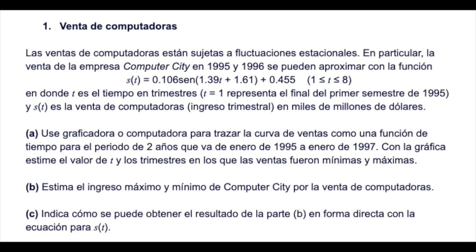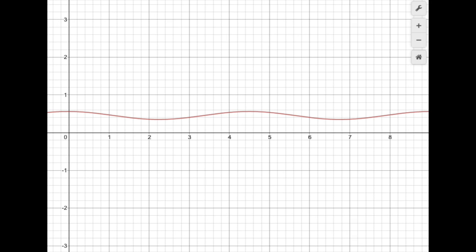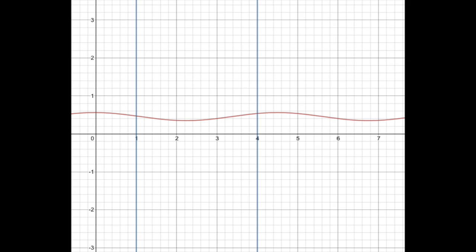semester of 1995. So we have this graph, and we can use a graphing device to see how the graph looks. We use Desmos as our graphing device. First, we have to determine the period that the problem is telling us, which is 2 years. It goes from January of 1995 to January of 1997. We mark a line from 1 to 4.